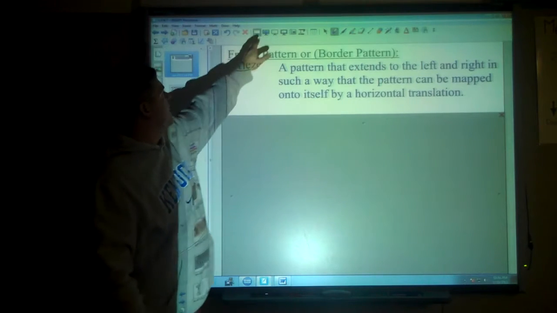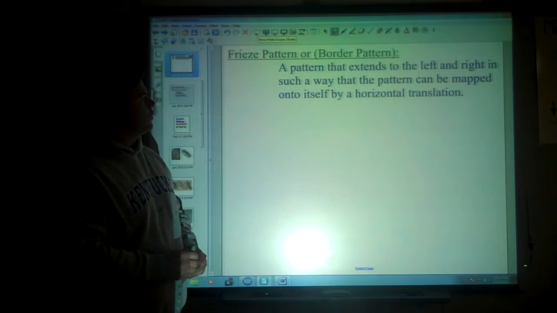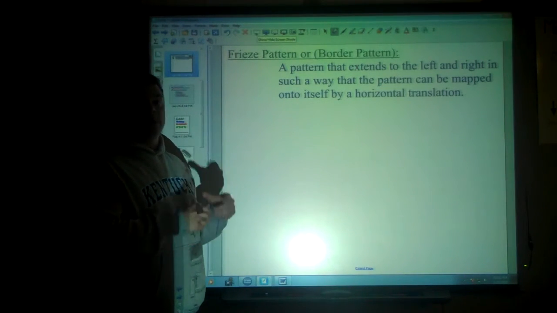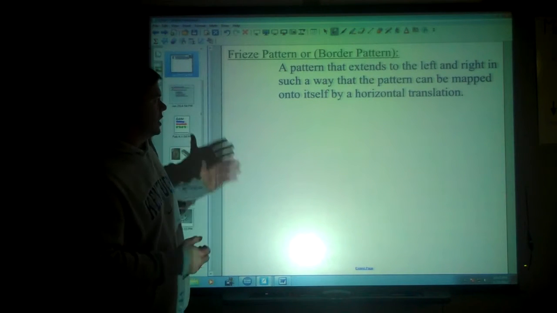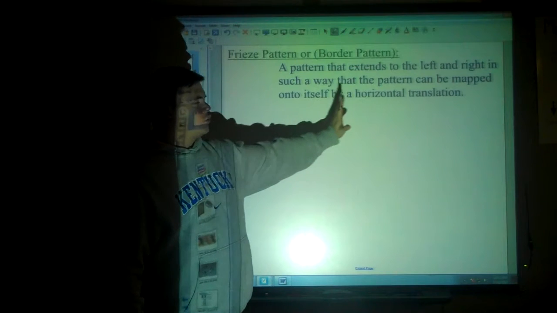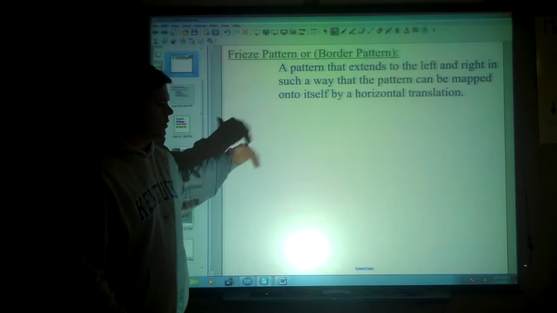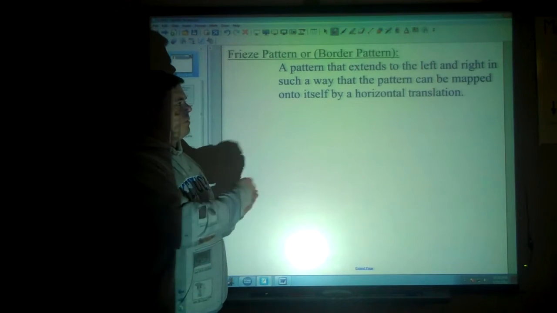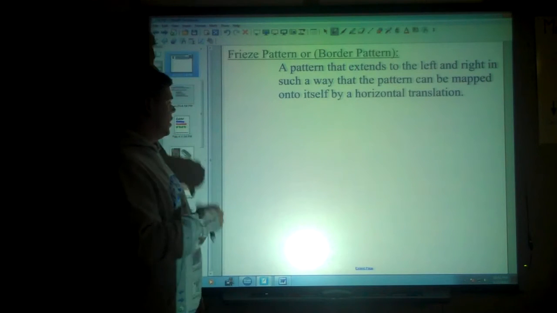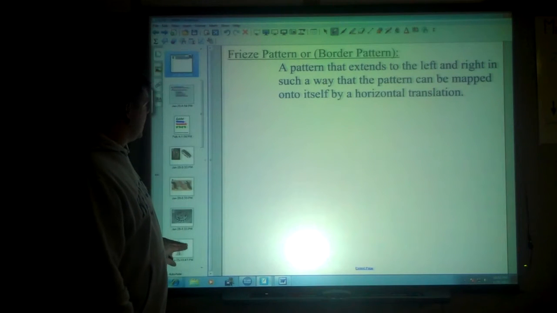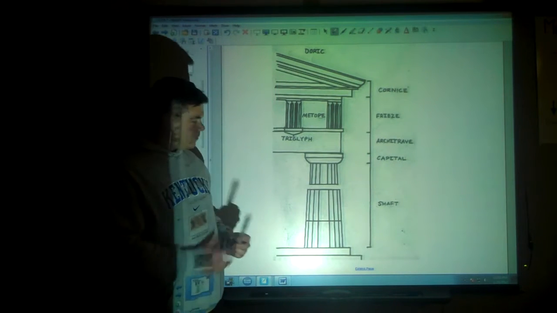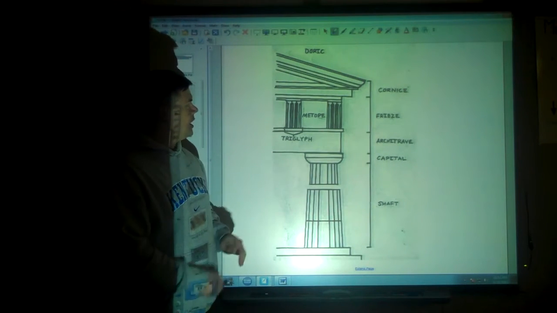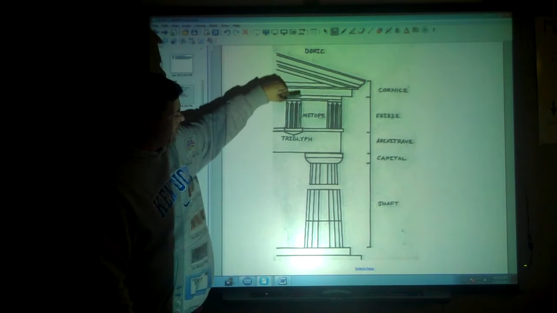They became very popular back in the Greek days. It's a pattern that extends to the left and the right in such a way that the pattern can be mapped onto itself by some form of a horizontal translation, meaning we're moving towards the right or the left horizontally to match itself. It can be mapped or fit on top of itself to mimic itself. Now what I mean by it's been around since ancient times, in the Doric theme of architecture, this is basically how most of the buildings were created.